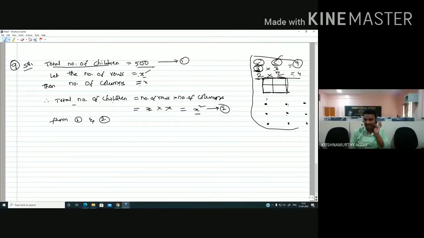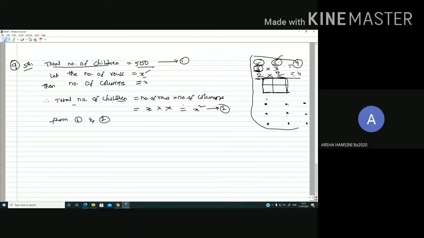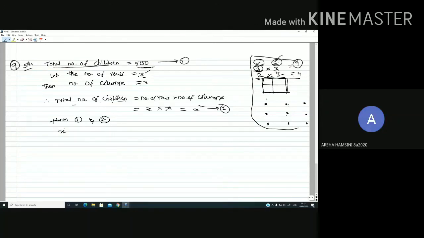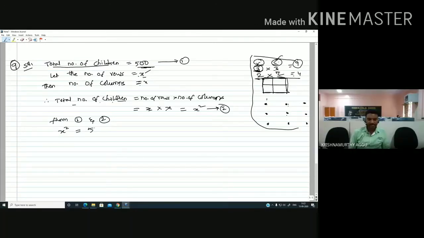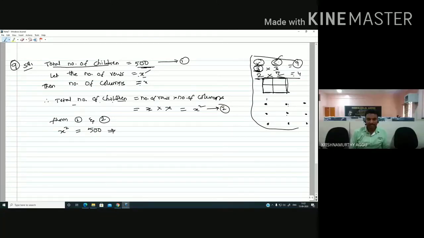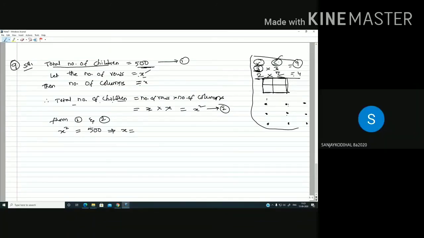In X terms total number of children is X square. Actual number is 500. So can we write X square equal to 500? Yes, sir. From this you can write that implies X is equal to what can we write? Square root 500.